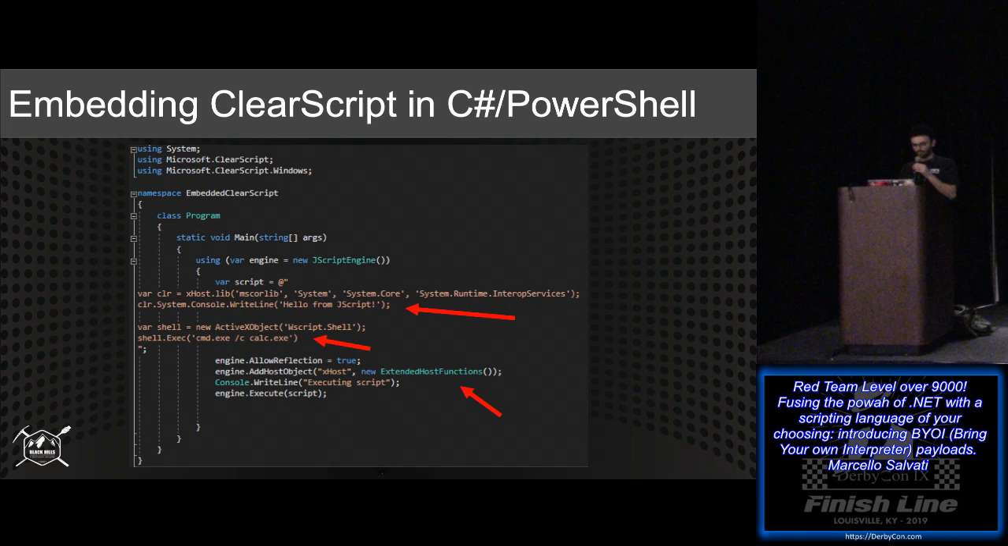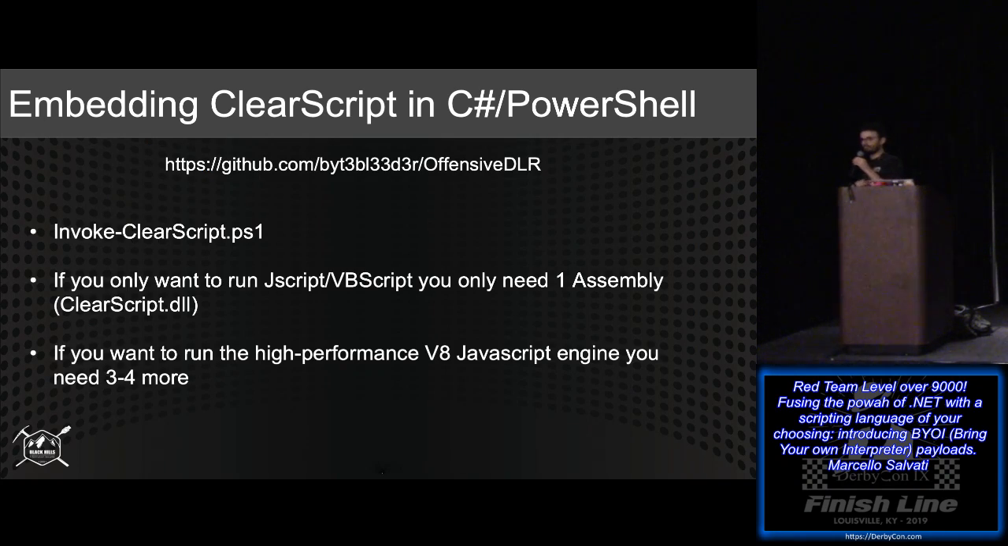So what I'm going to be demonstrating here is Invoke-ClearScript.ps1, and I'm using PowerShell because it's just easier than compiling stuff live, which is probably not a good idea. But you can use VBScript if you want, and this embeds ClearScript within PowerShell, right? And then we're calling getObject on an SCT file hosted on my laptop. So we're basically downloading the SCT file and executing it through PowerShell within ClearScript. And again, if you want the high performance V8 JavaScript engine for some reason, you're going to need 3 or 4 more DLLs. But yeah, let's take a look at that.